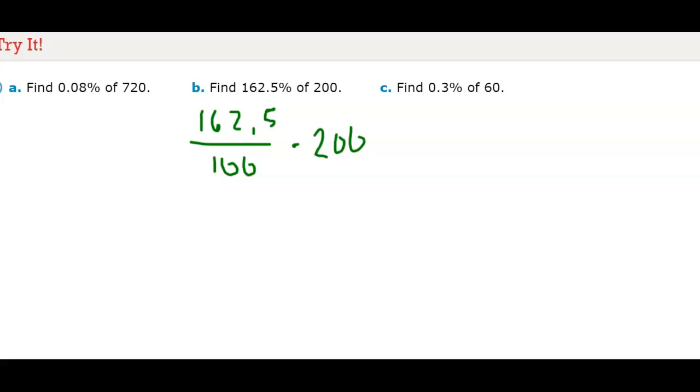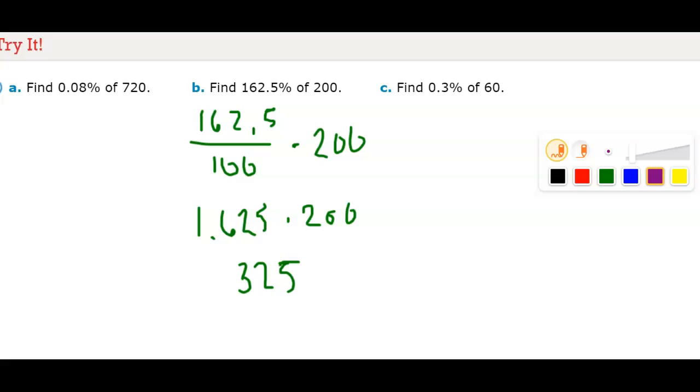So first I must divide 162 and 5/10 by 100, and I'm using a calculator. That gives me 1.625 thousandths times 200. Now I multiply that by 200 and I get 325. Okay. Now I feel like I should probably do another one. So I'm going to do A as well. So let's look at A.